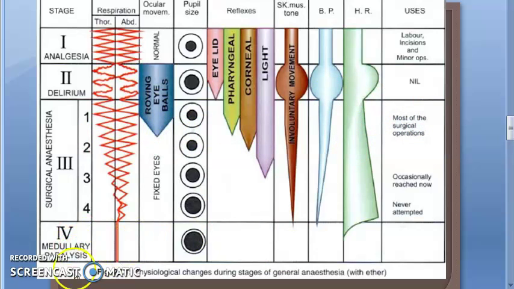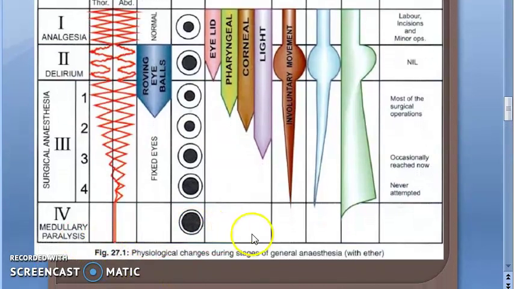Now let us move on to the 4th one, medullary paralysis. Here the breathing has stopped. You can see there is a dilated pupil, widely dilated, and the person can go into coma or death. So nobody actually wants to take you here. So don't worry. In medullary paralysis, the muscles are totally flabby, pulse is thready, imperceptible and BP is very low. This much you don't need for your MBBS level.